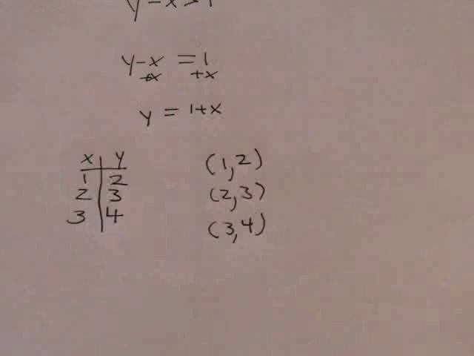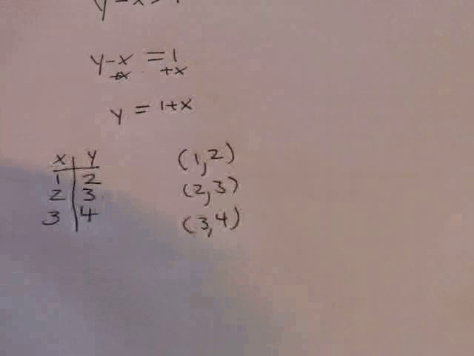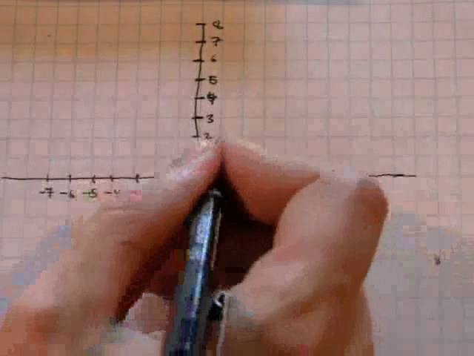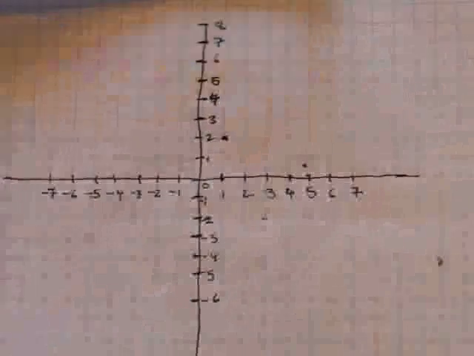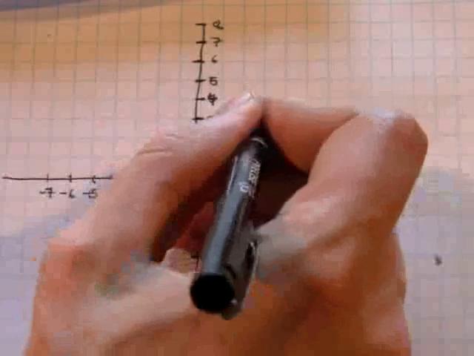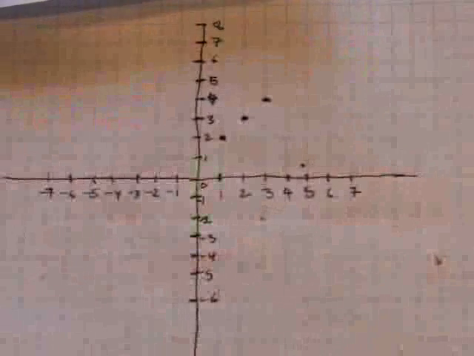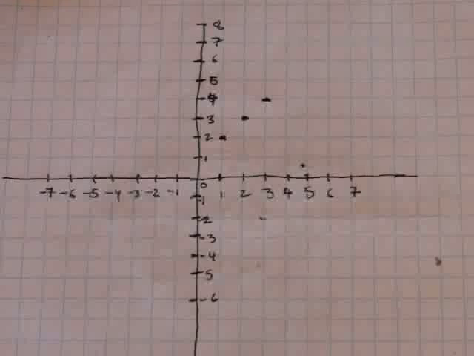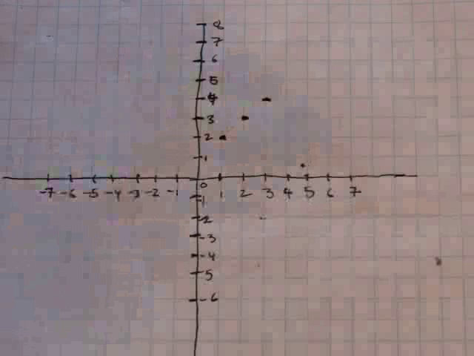So now we can go ahead and graph these and find the line. So 1 over and 2 up is the first point. The other one was 2 over and 3 up. The last one is right here. So we already know where this line is. But before you mark it, there's something very important.